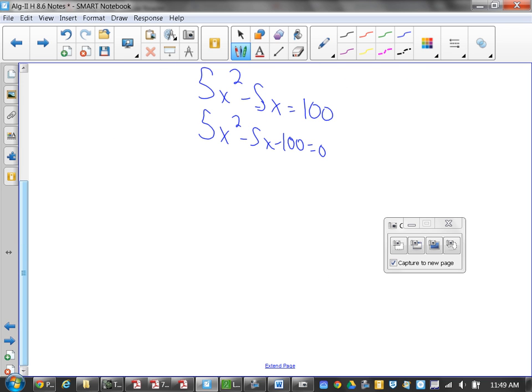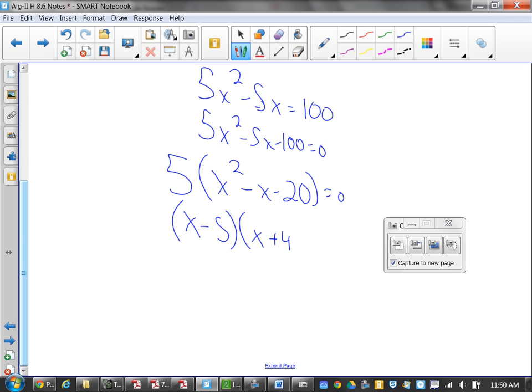Factor out a 5. And why are you taking out a 5? Because it's a common factor. Does that 5 have anything to do with this problem anymore? No. Why? Because it equals 0, and I can divide it by 5. Very good. So that means you have x minus 5 and x plus 4. So your 2 possible solutions are 5 and negative 4.